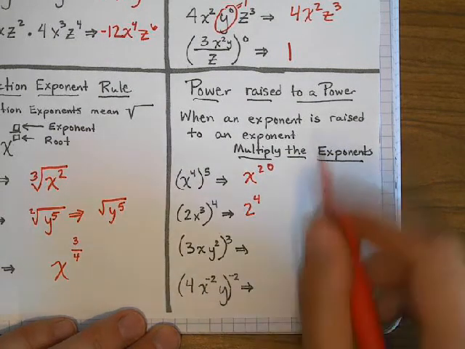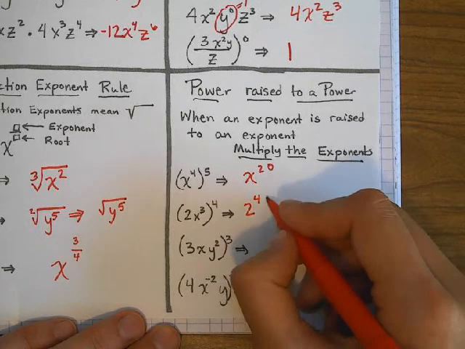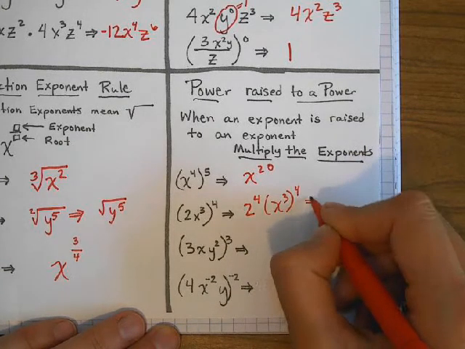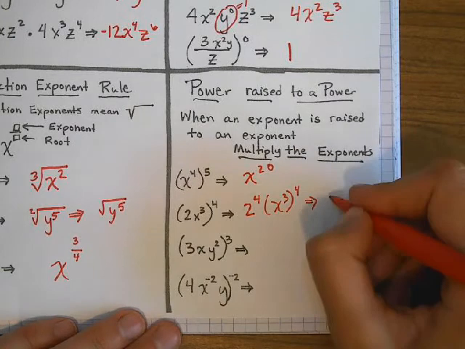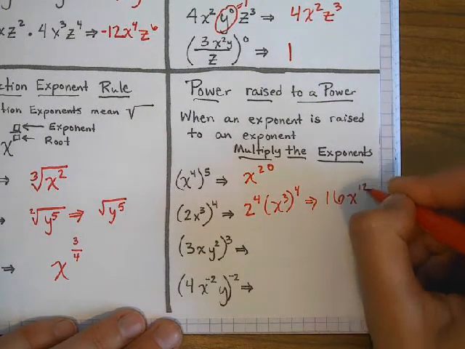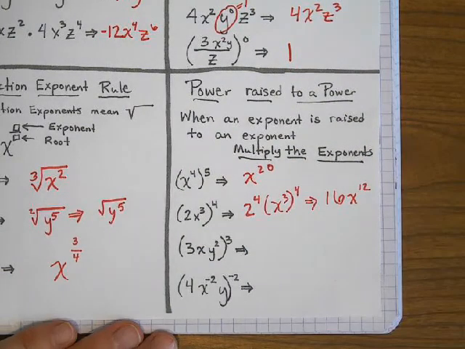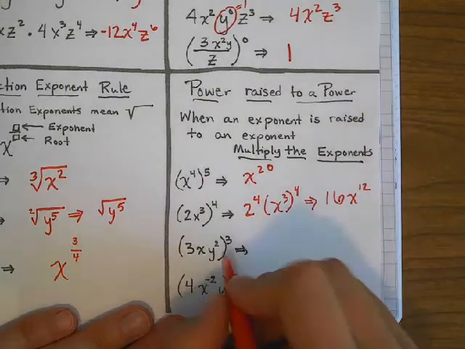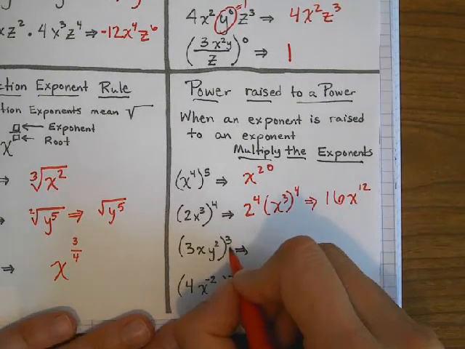Okay, now with this, you still do your coefficients the same way. This would be 2 to the 4th times x to the 3rd to the 4th. Okay, 2 to the 4th is 16. 3 times 4 would be x to the 12th. Okay, so you don't forget about those coefficients.